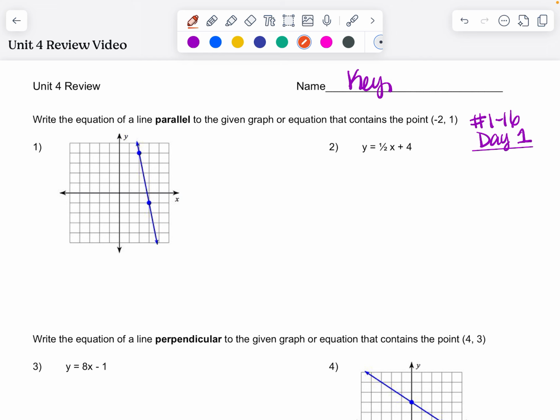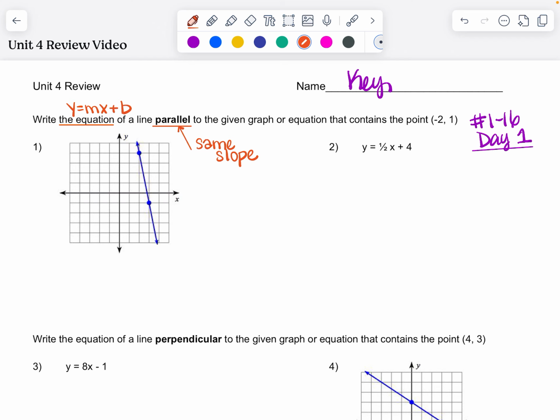This first one says write the equation of a line parallel. So you want to ask yourself, what did we learn about parallel lines? They never touch, and the reason they never touch is because they have the same slope. Also, when it says write the equation, if it doesn't tell you what form, which this didn't, we automatically assume that it's asking for y equals mx plus b form.